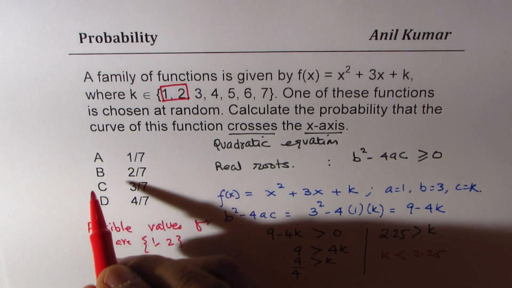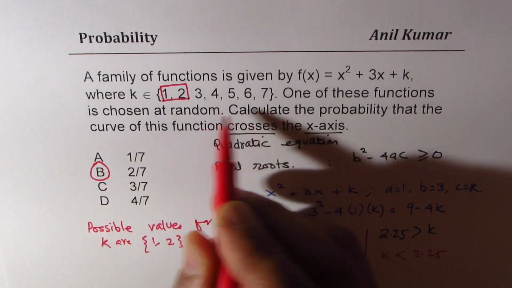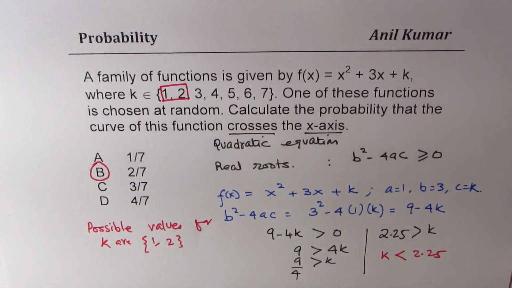So now you can actually answer the question very easily. It is 2 out of 7. There are 7 choices, out of which the first 2 work in the given scenario. So with that, we come to an end of an excellent test question on probability.